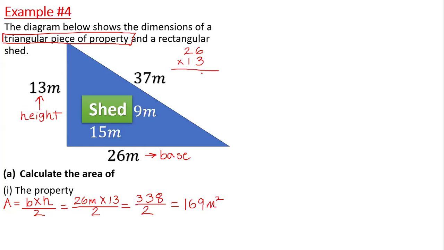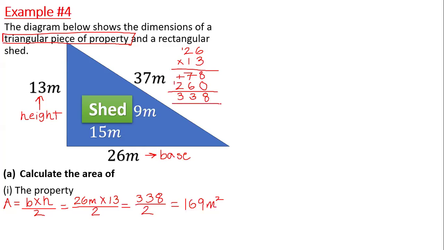18. Put the 8 down, put the 1 up. 3 times 2 is 6. 6 plus 1 is 7. That's 78. Put the 0 down. 1 times 6 is 6. 1 times 2 is 2. And so it's going to be 78 plus 260. 8 plus 0 is 8. 7 plus 6 is 13. Put the 3 down, put the 1 up. 2 plus 1 is 3. So the answer is going to be 338.